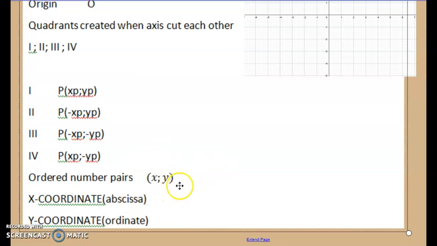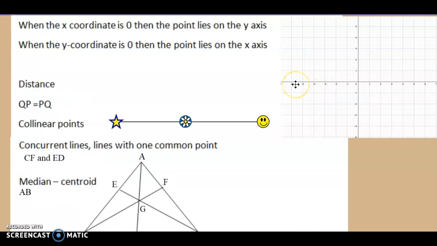At this point in time, we should be familiar with our ordered number pairs. Any coordinate on that Cartesian plane has an ordered number pair, an x value with a corresponding y value. The x coordinate is called the abscissa and the y coordinate is called the ordinate. It's important to note if my x coordinate is 0, that means the point lies somewhere on the y-axis. And when my y coordinate is 0, the point lies somewhere on my x-axis.